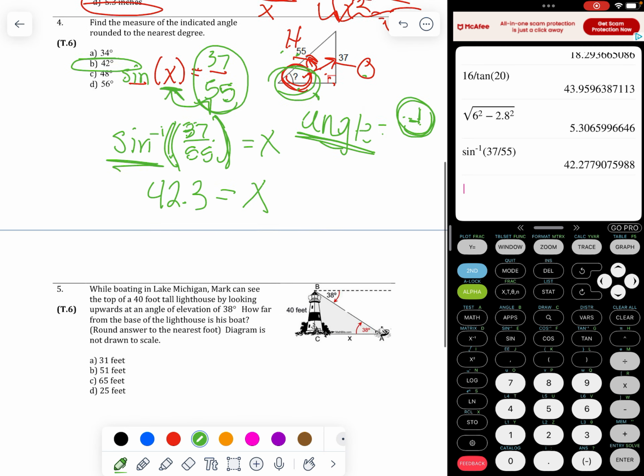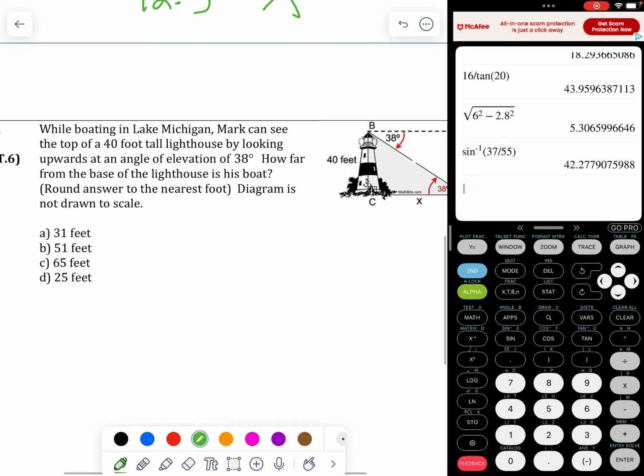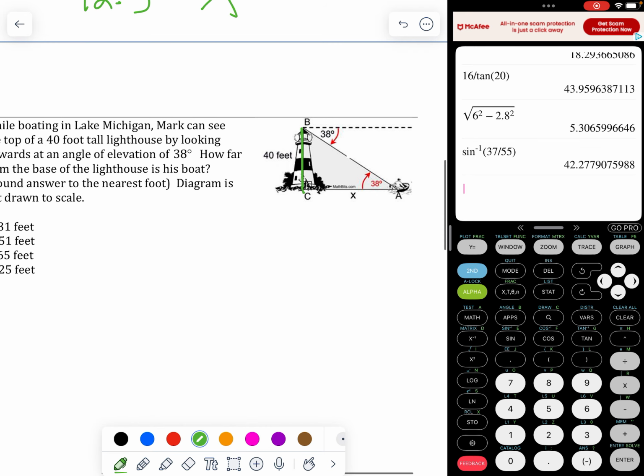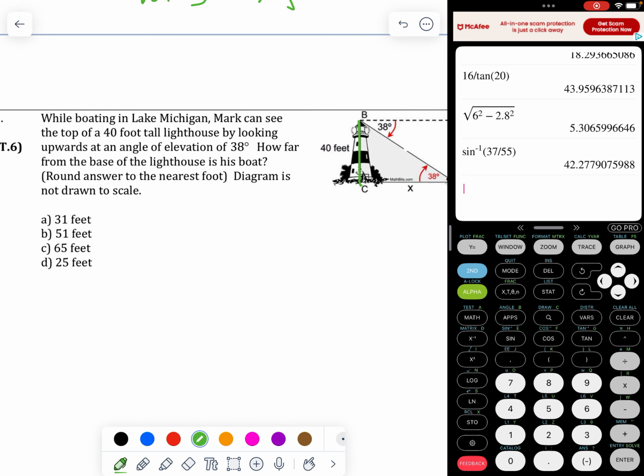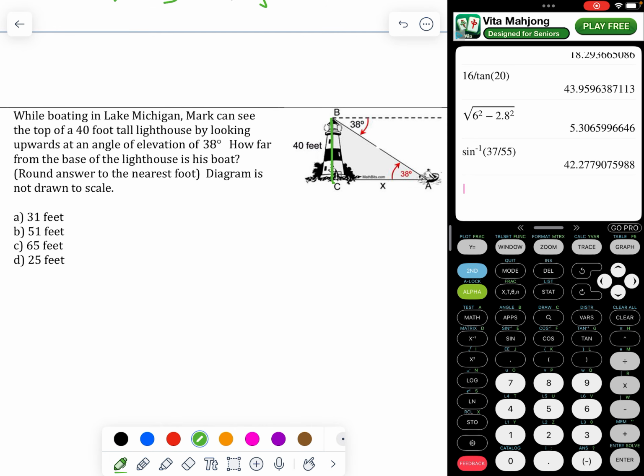Okay. Number 5, I've got a word problem. We have it set up for us. When boating in Lake Michigan, Mark can see the top of a 60-foot tall lighthouse. Again, it kind of labels that for us. That's 60 feet tall. The angle of elevation is 38 degrees. So again, elevation starts at that horizontal line and goes upwards. They did that for us already. That was kind of nice of them. How far from the base of the lighthouse is his boat?